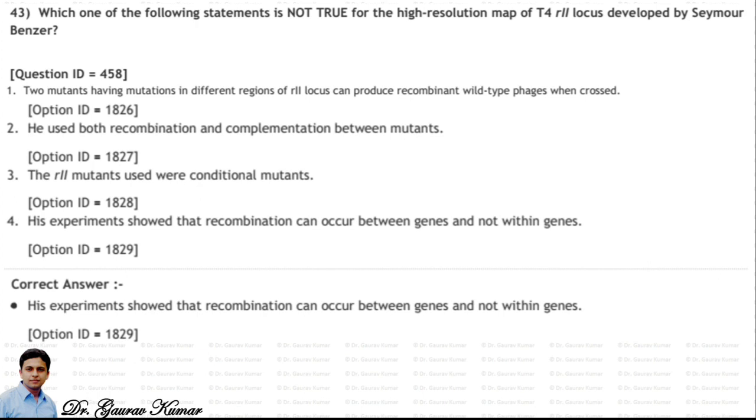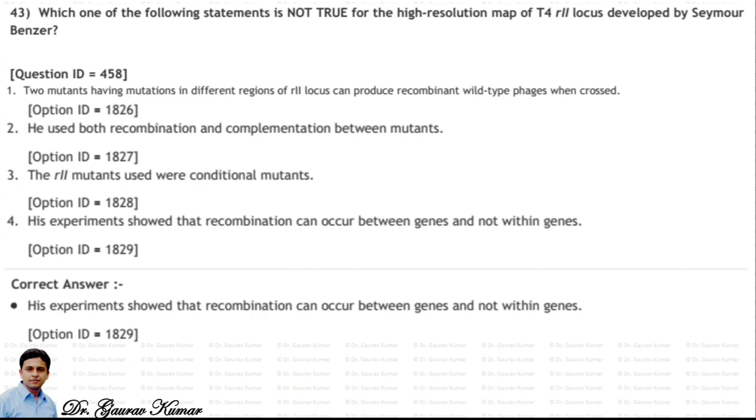Two mutants having mutation in different regions of the rII locus can produce recombinant wild type phages when crossed. Yes, it was correct. I am just considering that you know the Benzer experiment. Otherwise, I'll give a little bit of detail at the end. Next option is he used both recombination and complementation between mutants. Yes, he did the complementation assay also.